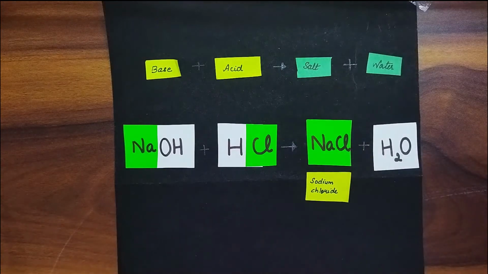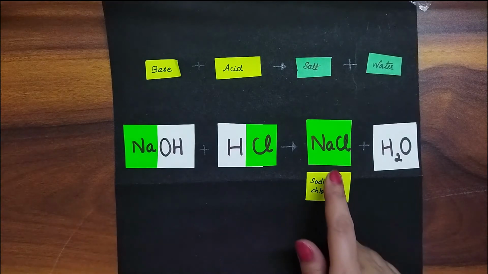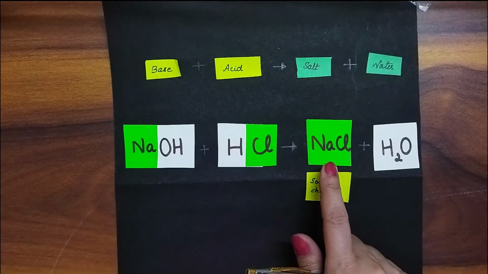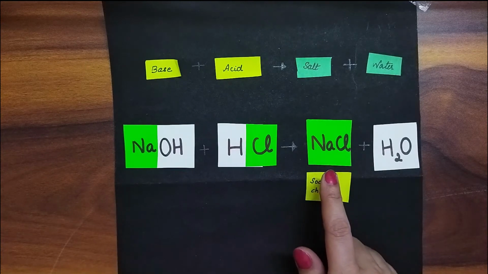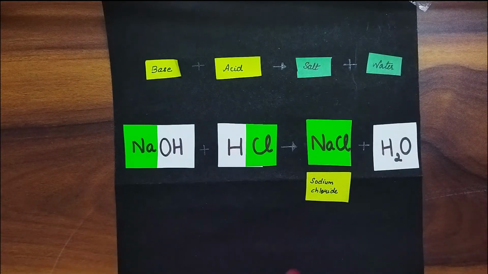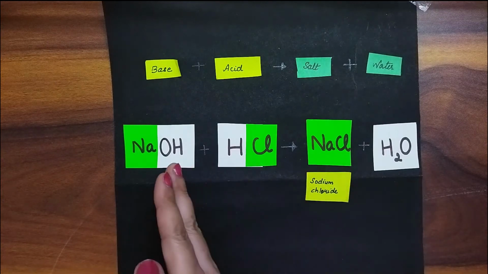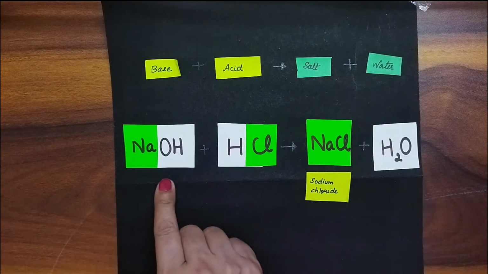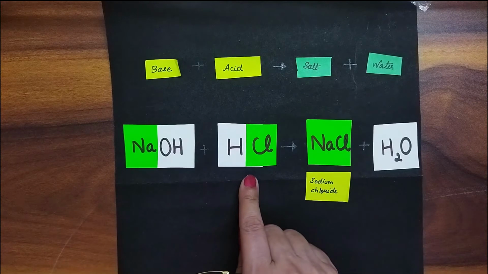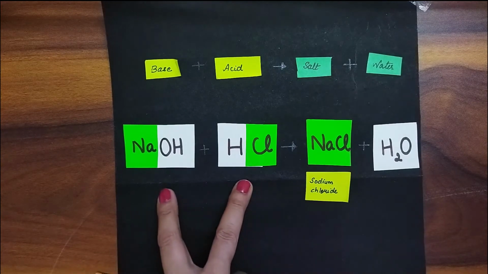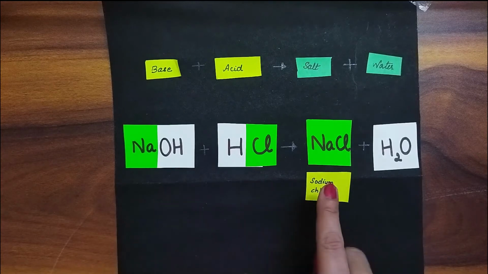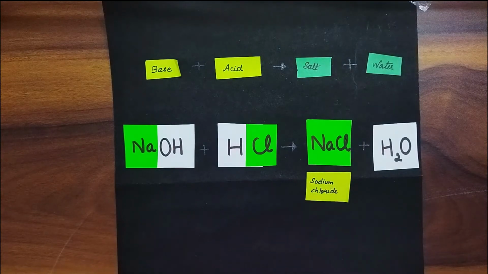Now coming to the next step, what is the nature of this salt? Whenever we want to find out the nature of the salt, we cannot every time go for the use of indicators. So we have to go to the reactants. What is the nature of this reactant? What is the nature of this reactant? On the basis of these two reactants, we will come to know about the nature of this particular salt.